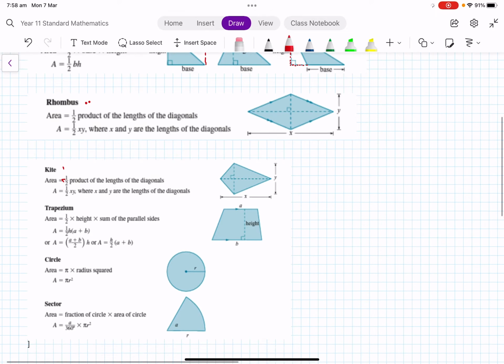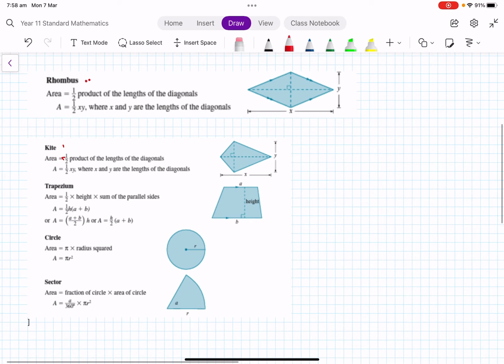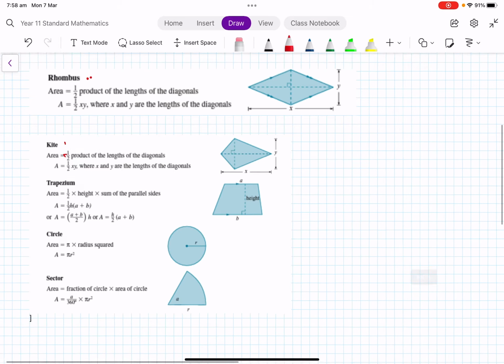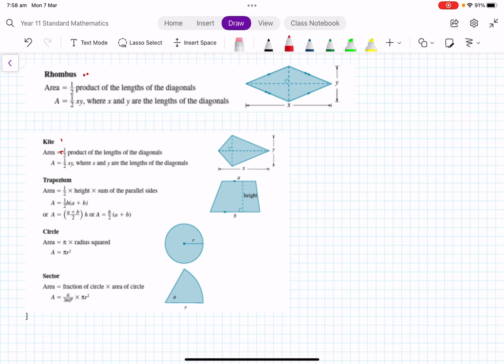Then we have a couple of other ones. The kite I already spoke about. Trapeziums, again, it's the average of the two parallel sides. You take their average, A plus B, divide it by 2, and then multiply that by the height. That's how I remember it. There are many ways you can form it, but essentially what you're doing is taking the average of the two sides parallel to each other, then multiplying it by the distance between them, which is what we call the height.